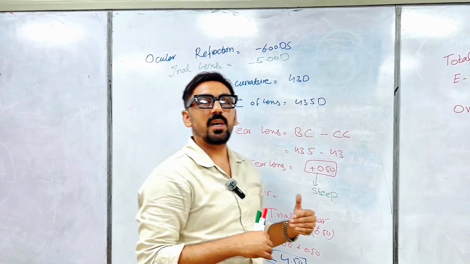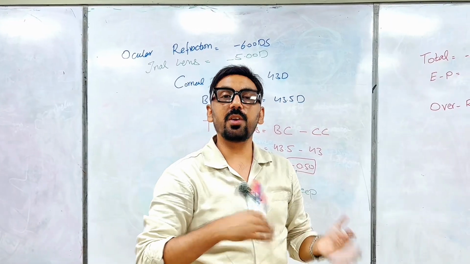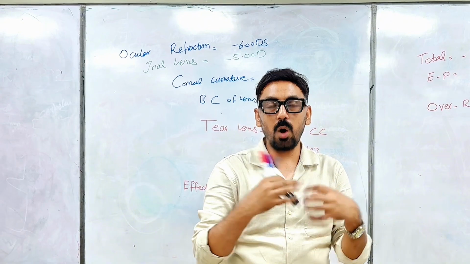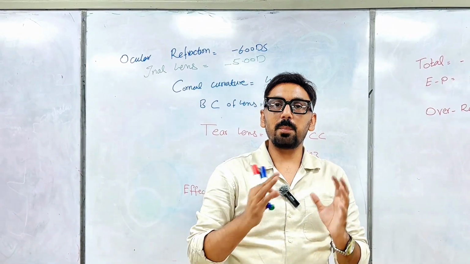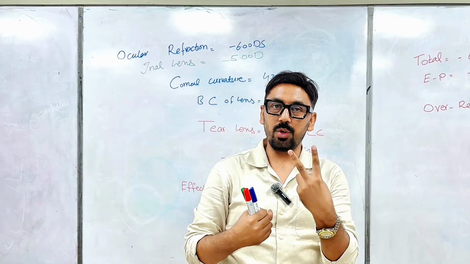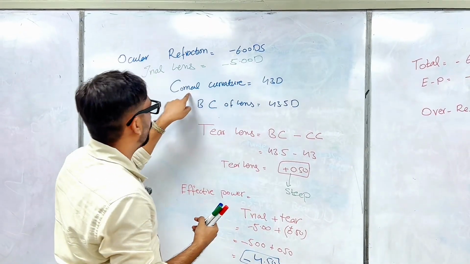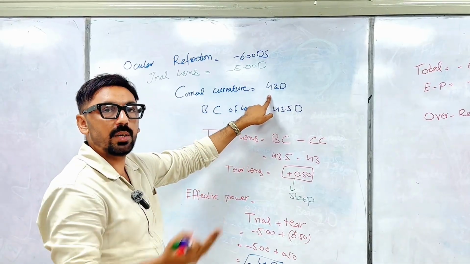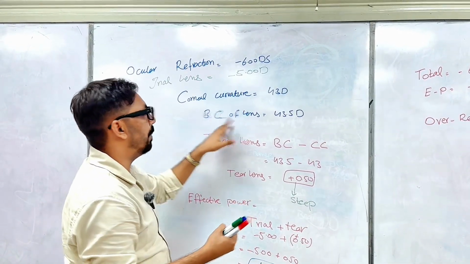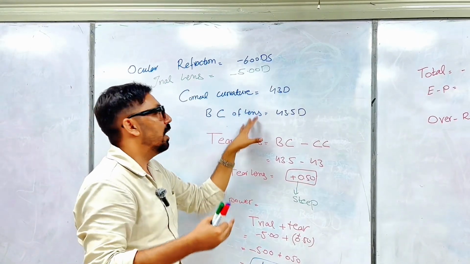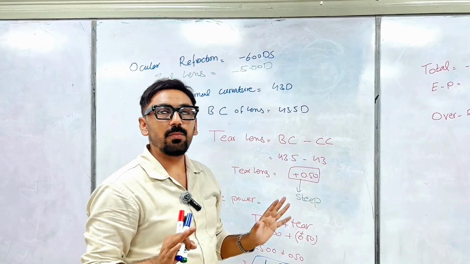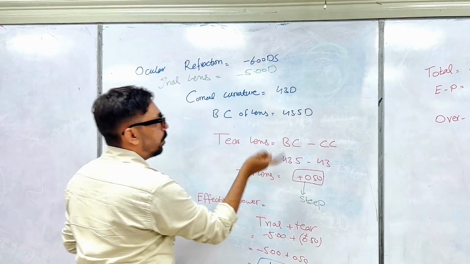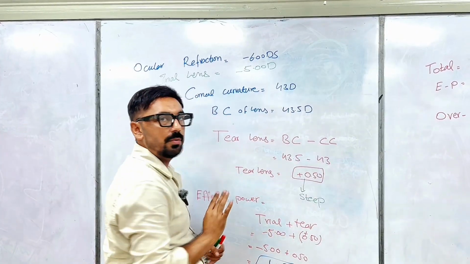So first I will make you understand how we can calculate the power of the tear lens. The tear lens is produced between the lens and the cornea, and how much power does it have? You can calculate the power of the tear lens with the help of two factors. Number one is the corneal curvature, which you can get with keratometry. The second is the base curve of the trial lens. If you have these two values, you can easily find the power of the tear lens, right? How? For the tear lens, you deduct the corneal curvature from the base curve of the lens.